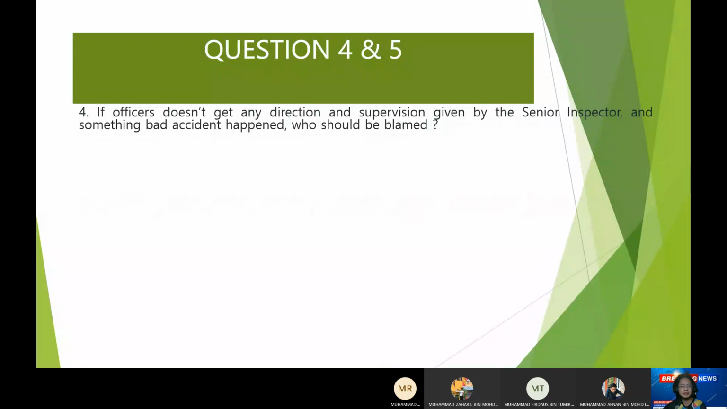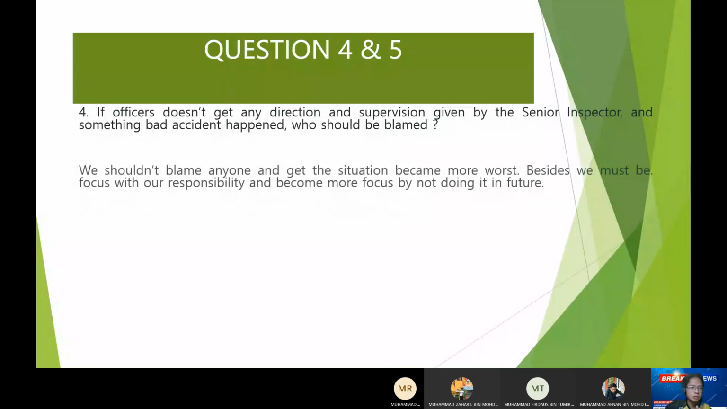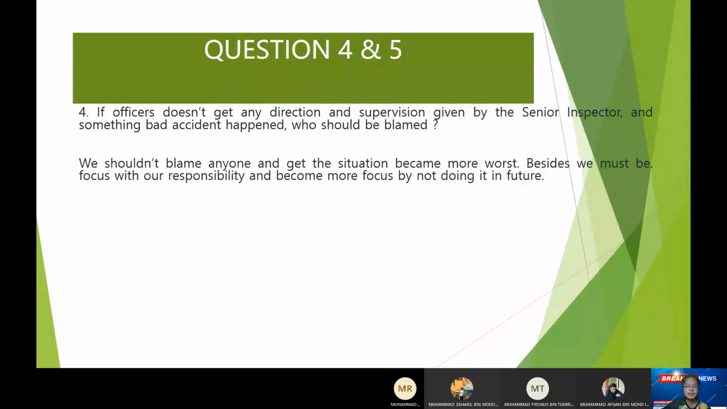So the answer is, in my opinion, we should not blame anyone, as it would make the situation worse. Besides, we must be focused on our responsibility and more careful so as not to repeat it in the future. If we blame each other, the organization will become a disaster. We must not fire the officer. We must not blame the senior officer. So don't do that. Keep moving forward and just follow the truth and improve to get a better result.